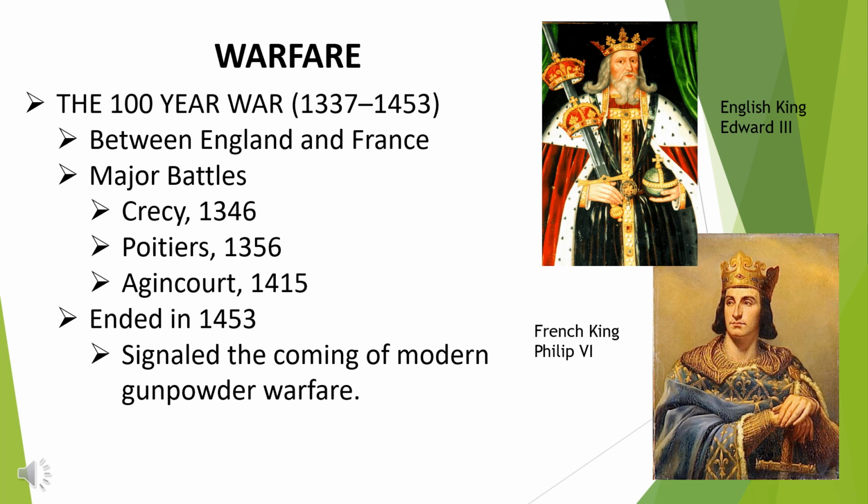The second one was the Battle of Poitiers in 1356, where the English captured the French king and held him for ransom. And the last one was the Battle of Agincourt in 1415, where the English routed the discouraged French a third time, but could not coerce a settlement. The war ended in 1453, and it signaled the coming of modern gunpowder warfare, which we'll talk about in the next slide.